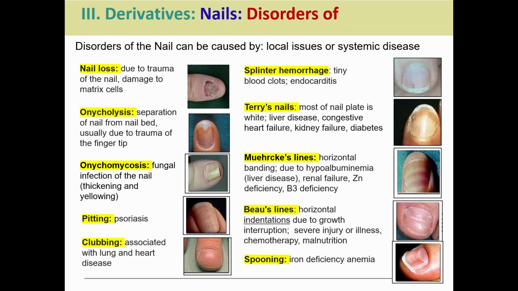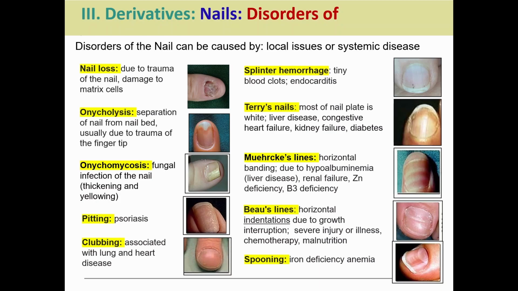Muehrcke's lines, these are horizontal bands. Beau's lines, which are indentations because the growth has been interrupted. So that can show us like, hey, you had a severe injury or illness or chemotherapy or malnutrition or something significant has happened, and then that line will grow out. So it's almost like a mark of like, hey, at this point in your life you had this significant thing happen, and then the nail will continue to grow, and then the Beau's line would disappear as you outgrow and trim the nail. And then spooning, right, we see it's kind of like divoting inward. That can be from anemia.